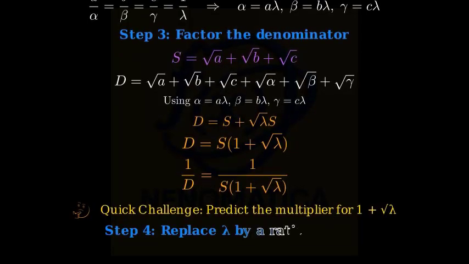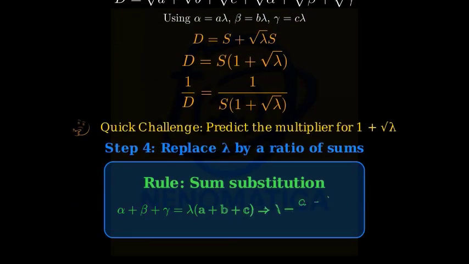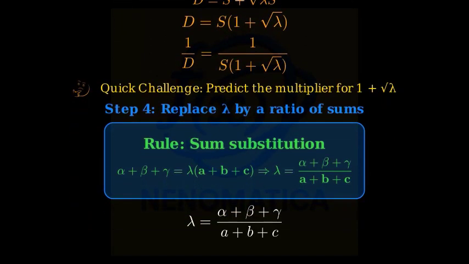Step 4. Express lambda as a ratio of sums. Since alpha equals a lambda and so on, the sum alpha plus beta plus gamma equals lambda times a plus b plus c. Therefore, lambda equals the sum of alpha, beta, gamma over the sum of a plus b plus c. Step 5.